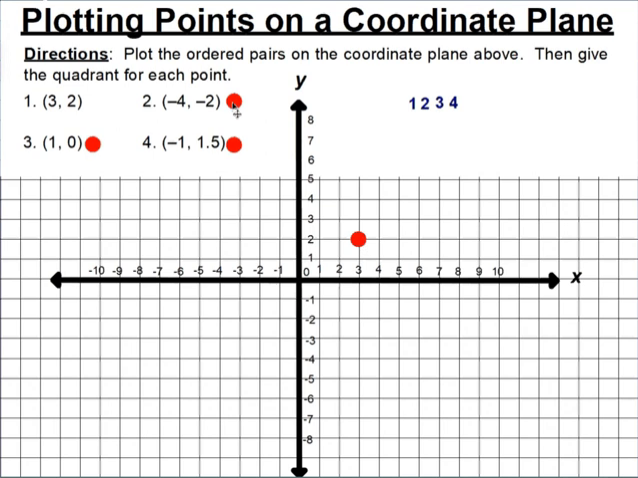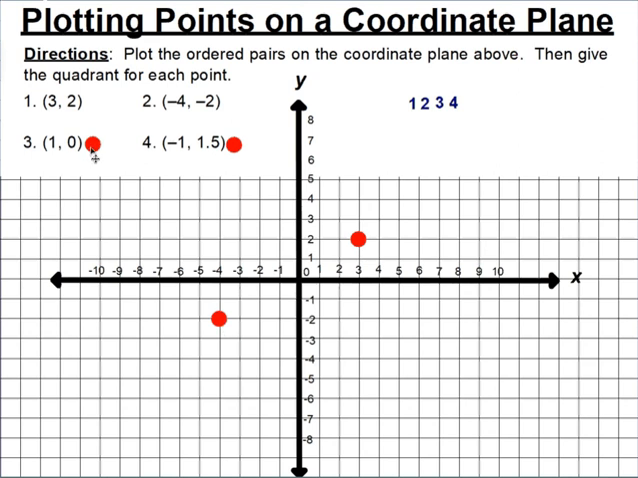Now let's try number 2. The ordered pair is negative 4, negative 2. Negative 4 on the x-axis is to the left of 0, because that's where all the negative numbers are, so I'm going to move over here. And then negative 2 on the y-axis is down, it's below 0, so I'm going to move down to negative 2. So negative 4, negative 2 would be going left 4 and down 2.